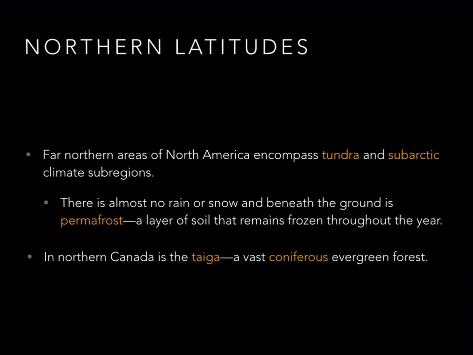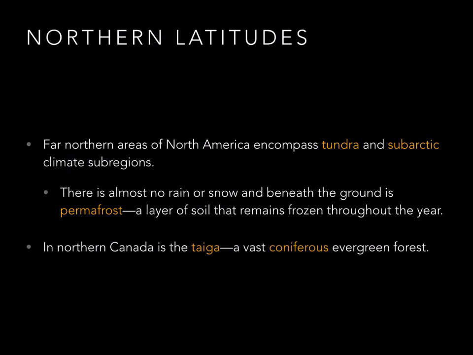Climate and vegetation. Northern latitudes. Far northern areas of North America encompass tundra and subarctic climate subregions. In these regions, there's almost no rain or snow, and beneath the ground is permafrost. This permafrost is a layer of soil that remains frozen throughout the year. In northern Canada, you're also going to find taiga, which is a vast coniferous evergreen forest. You'll find this forest in northern Russia as well.